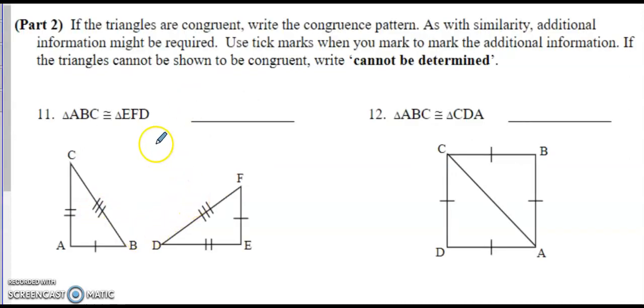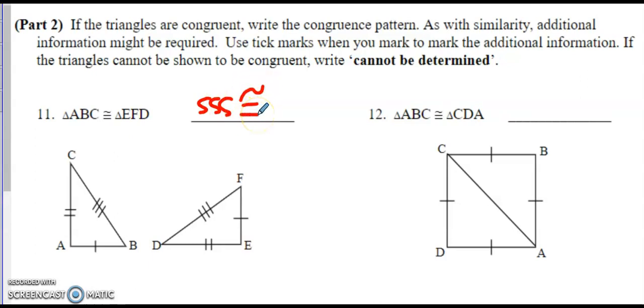So for this problem right here, if I go from A to B to C, it's going to go single to triple. So I want to make sure the letters are lined up correctly. So if I go from E to F to D, it goes from single to triple as well. So the markings are set up correctly, the letters are set up correctly. So these two triangles are congruent by side, side, side. There are no angles marked.